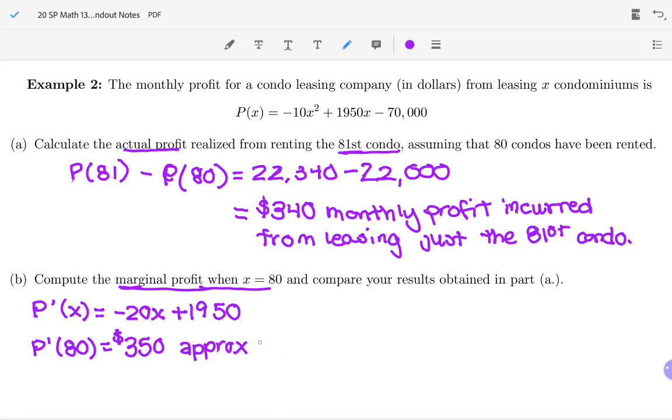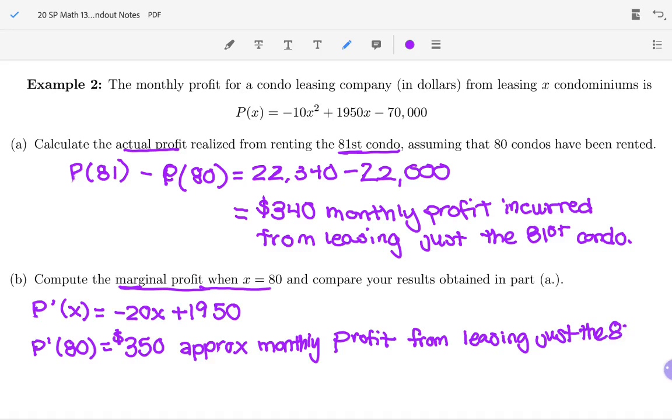This is the approximate monthly profit from leasing just the 81st condo. So we get the same information. The actual profit, the long way, gives you an exact answer. Marginal, taking the derivative and plugging in, is a shortcut way and estimates the answer. Usually pretty closely. This one we're off by $10, but again, not a big deal when you're making $22,000 a month.